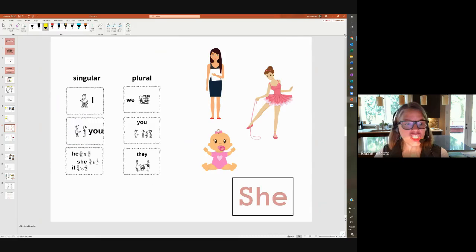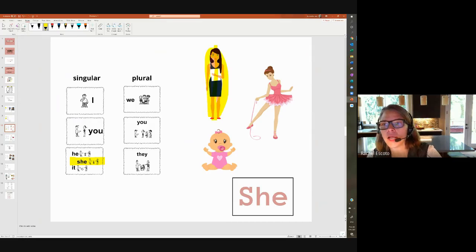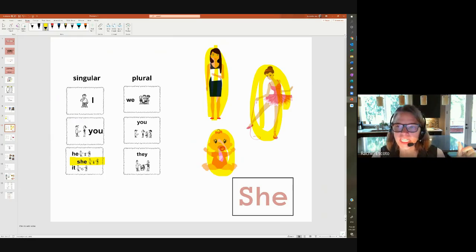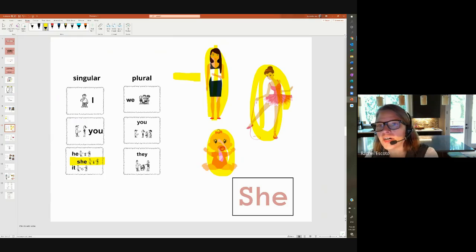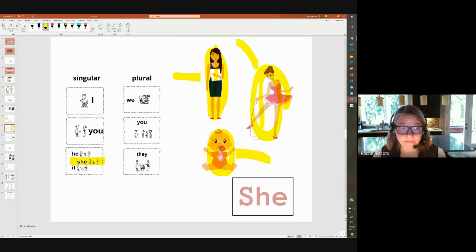And then let's look at she. She, that's when I talk about a woman, a ballerina who's a female, a baby girl. This is when I say she. She is tall. She is a dancer. She is a baby. And maybe they have proper names, right? Maybe her name is Dr. Willis. Maybe her name is Sandra. Maybe her name is Nena Linda, right? They all have proper names, but when we're talking pronouns, we use she. Remember, this is to replace a noun or proper noun.